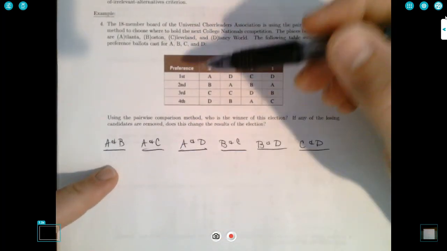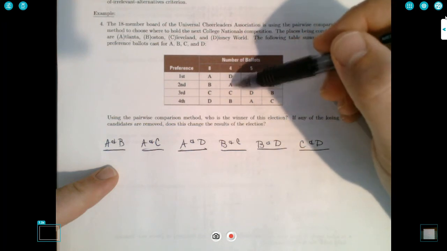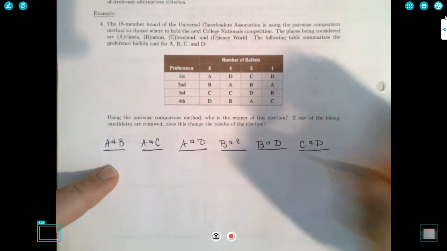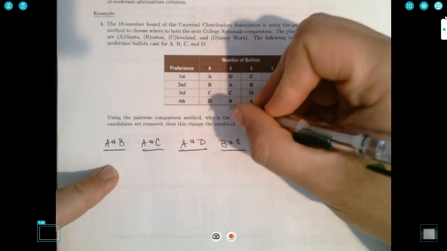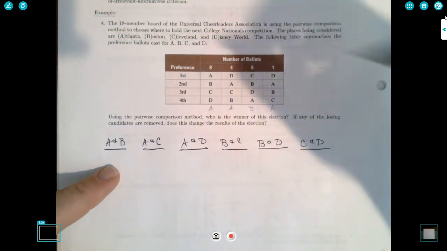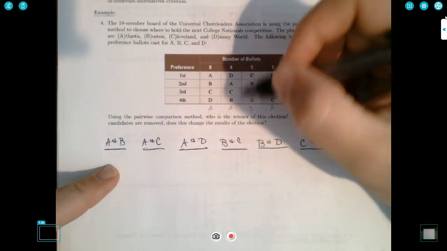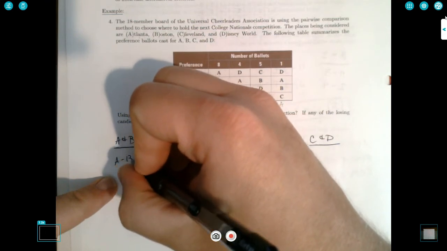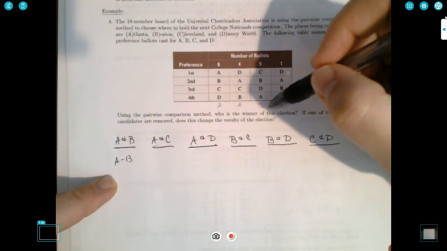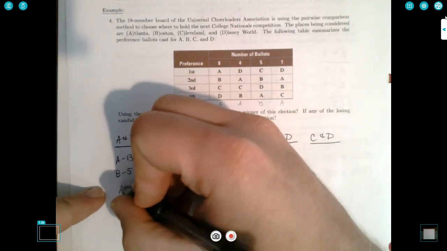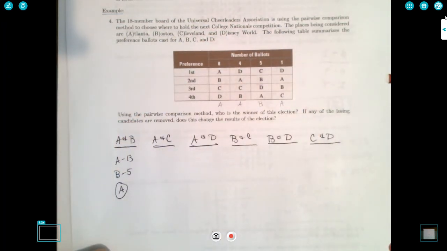If we're comparing A and B, A wins here, A wins here, B wins here, and A wins here. So we get A, B, A. So how many points does A get? 8 plus 4 is 12, plus 1 more is 13. And B would just get 5. So in a head-to-head race, A wins.